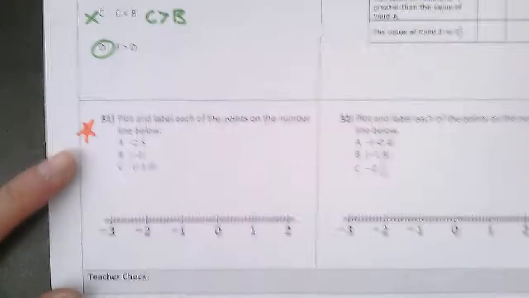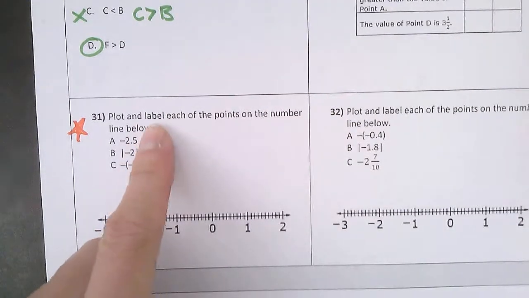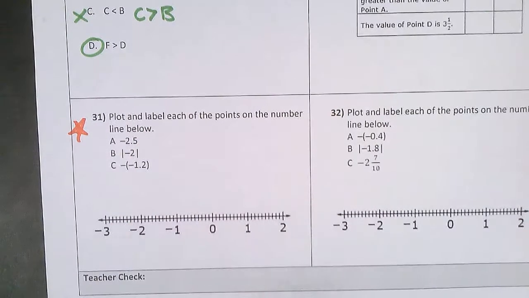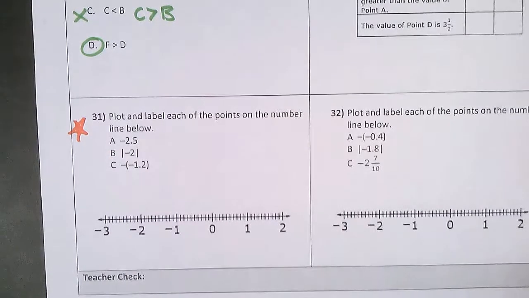Last one, and you are almost done with today's work. I know it's a lot of problems. Plot and label each of the points on the number line below. Okay, the first point, point A, is negative 2.5. So let's do that one first.